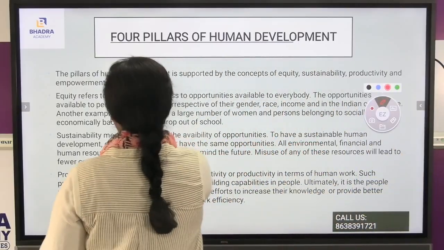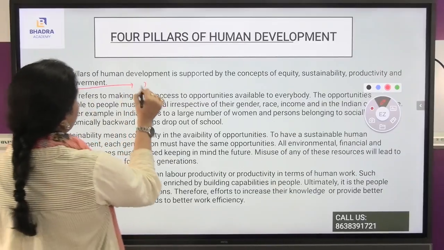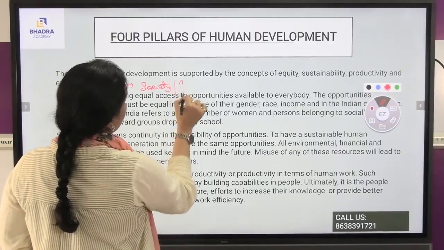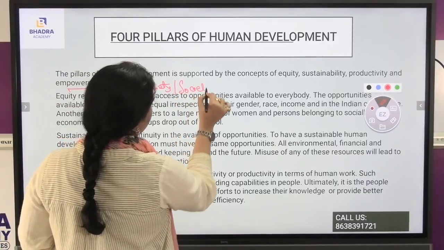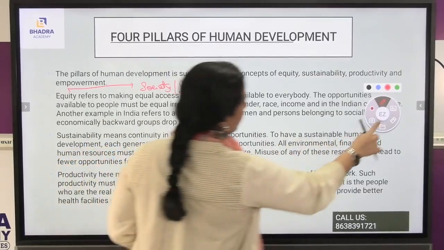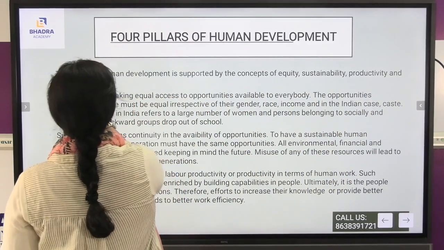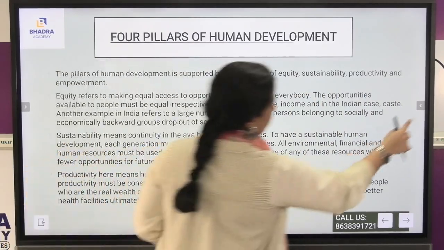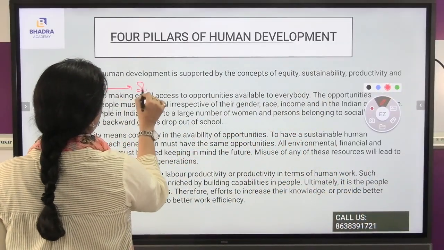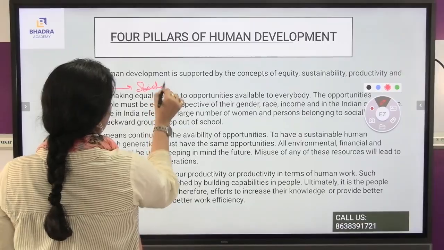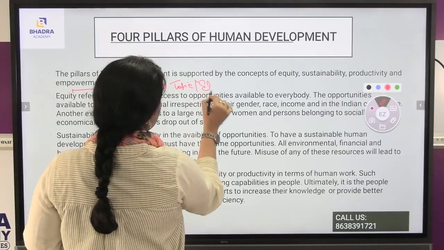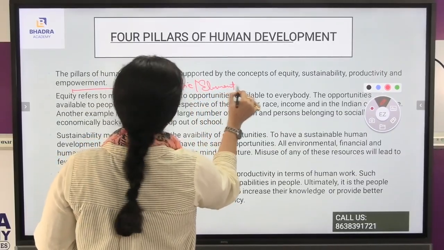Now, equity is a part of a society. It is a societal issue, or you can say a societal topic. If I talk about equity, it comes under the societal topic or a societal element.